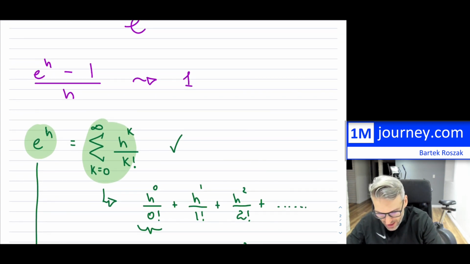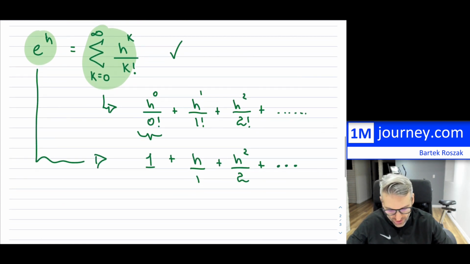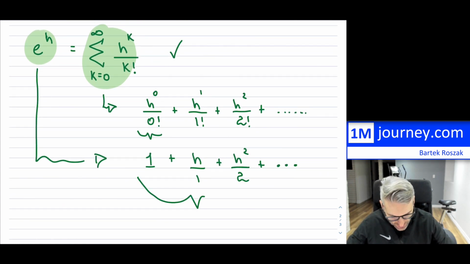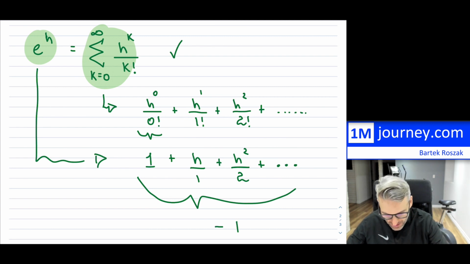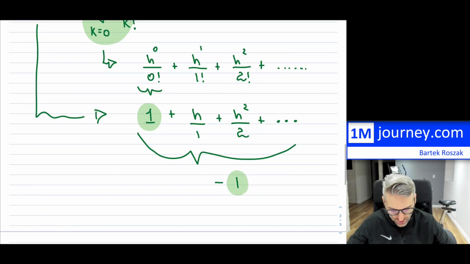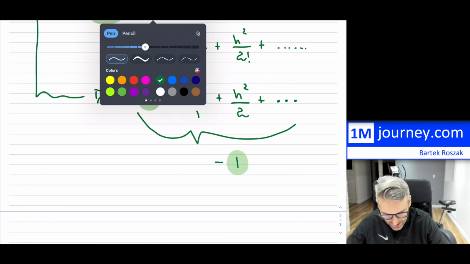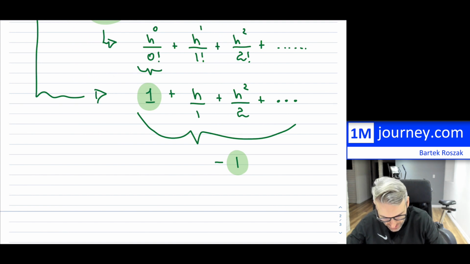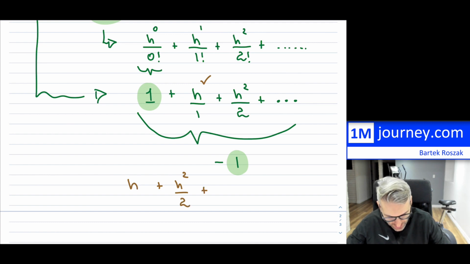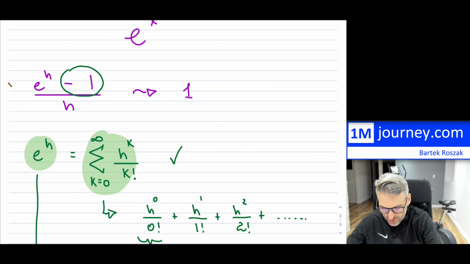Now, we have right here minus 1, so I'm just concentrating on the numerator. If I take this and subtract 1 from it, that means the first term is going to cancel with this term. And all I'm going to have is just h, which is this term, plus h squared over 2 plus dot, dot, dot. And that is what this numerator would be.